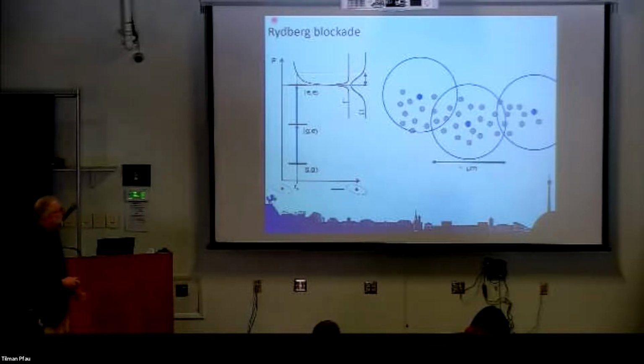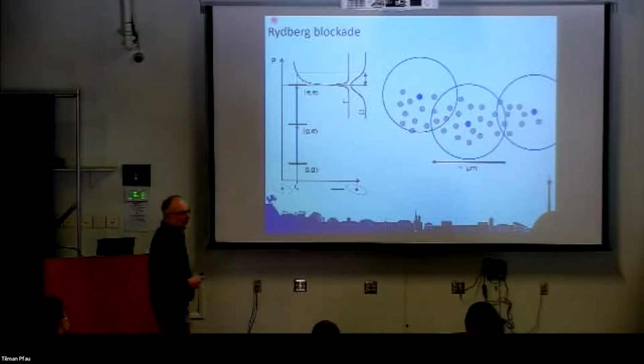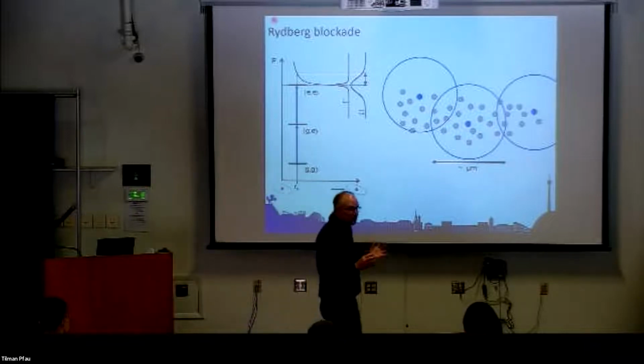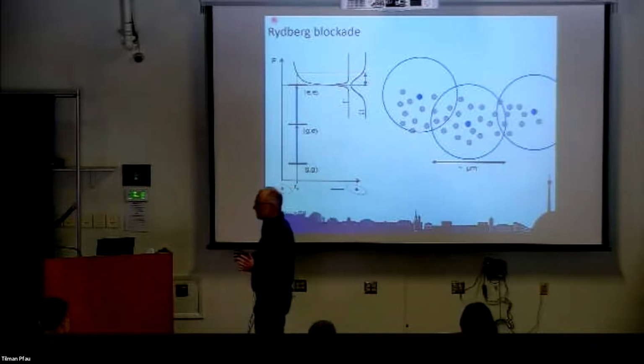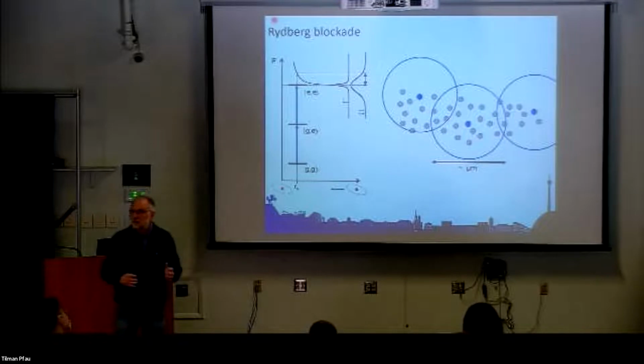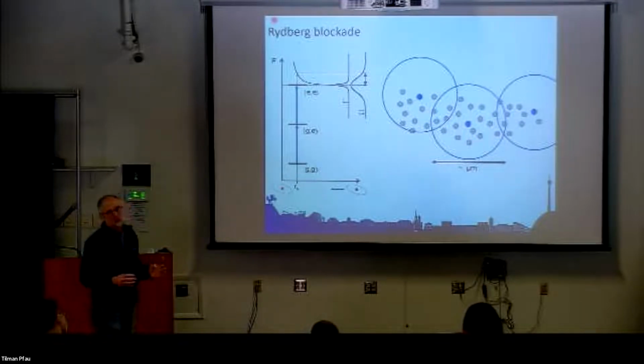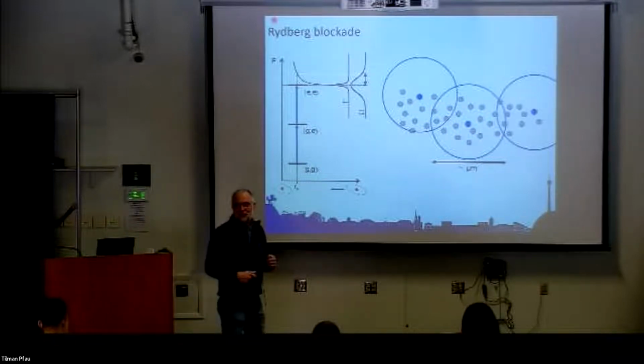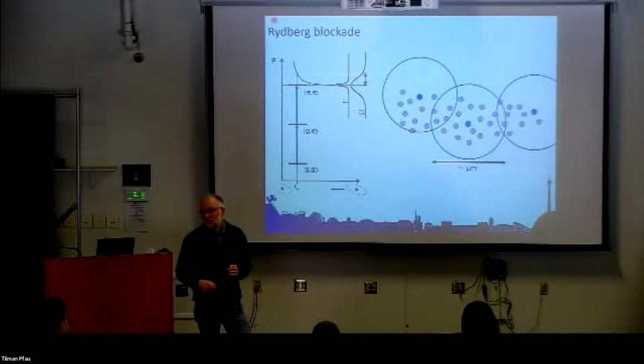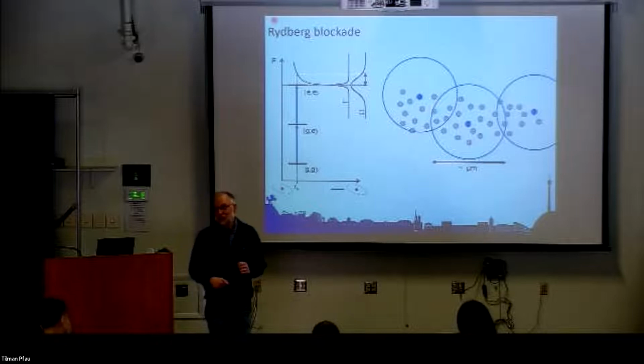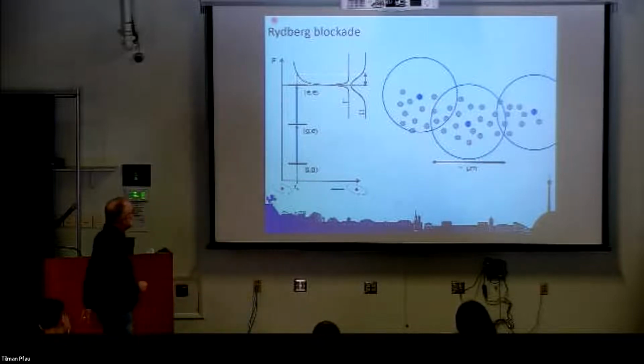So these blockade radii basically are on the order of micrometers. If you do the experiments with cold atoms, then they can be tens of micrometers even. If you do that with vapor cells, with hot atoms, they are still on the scale of a single micrometer, for example. So larger, much larger than the optical wavelengths, for example.